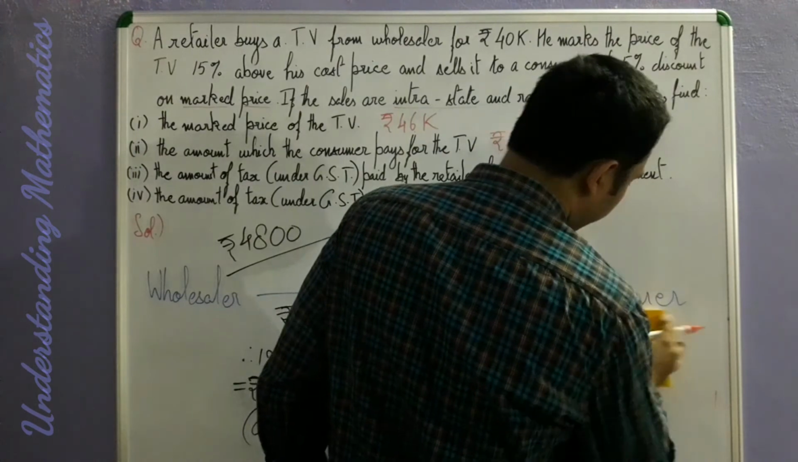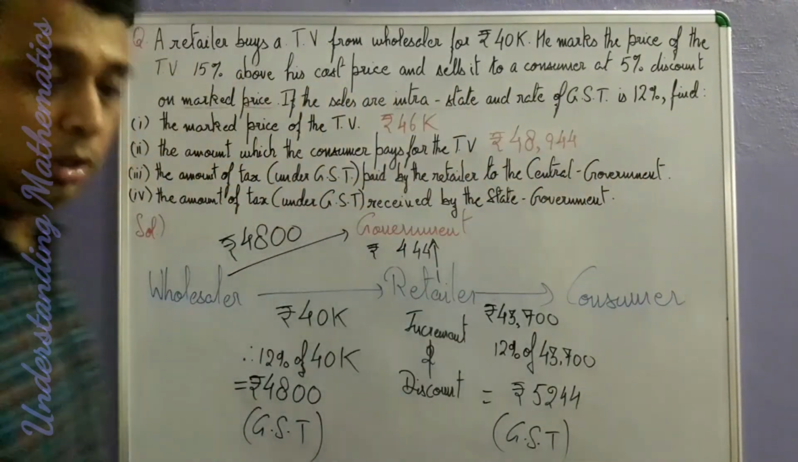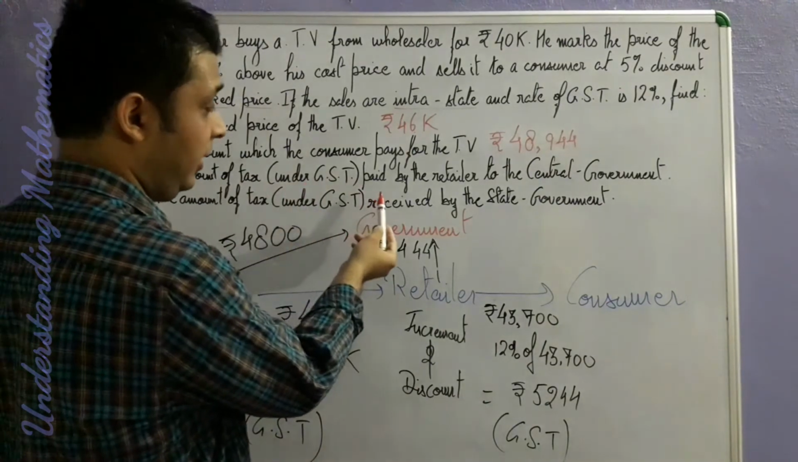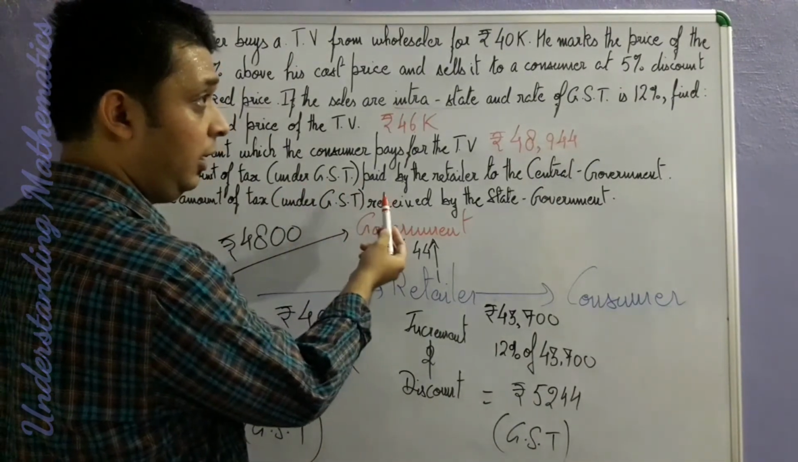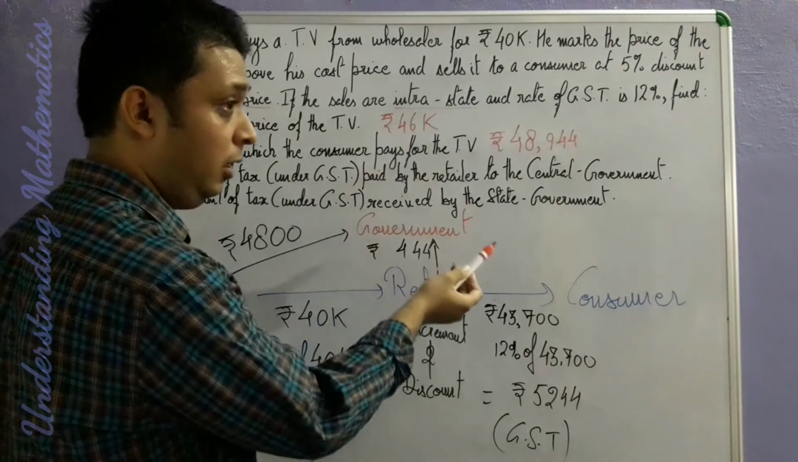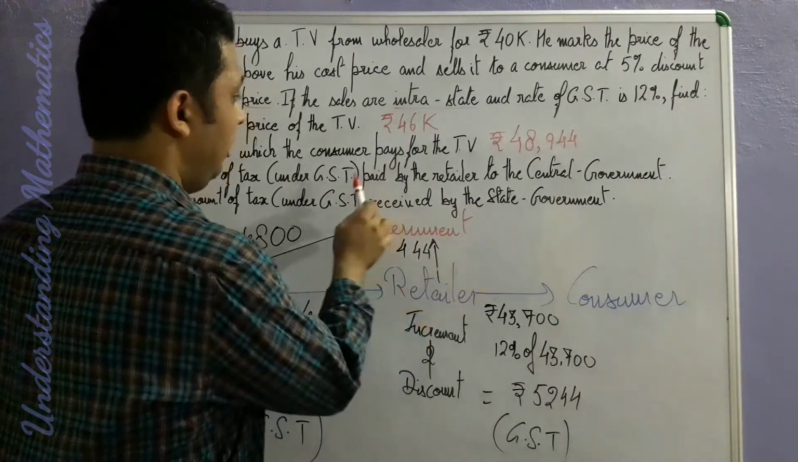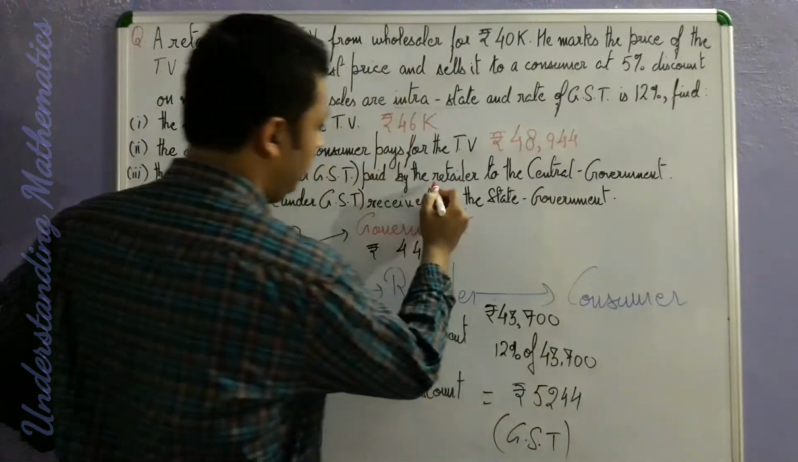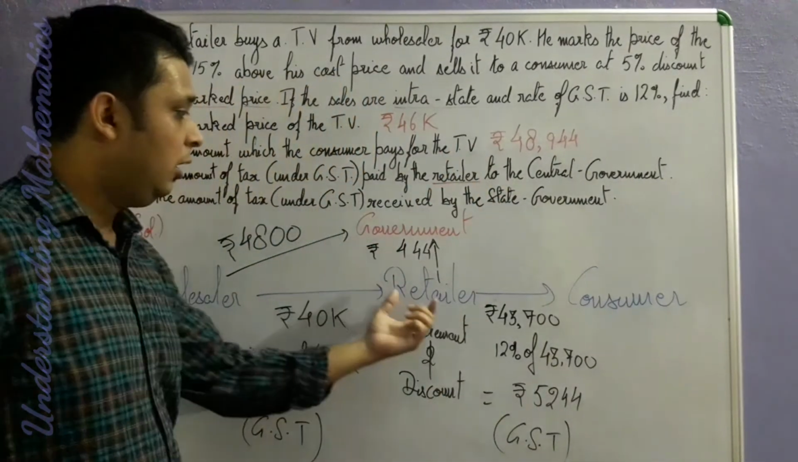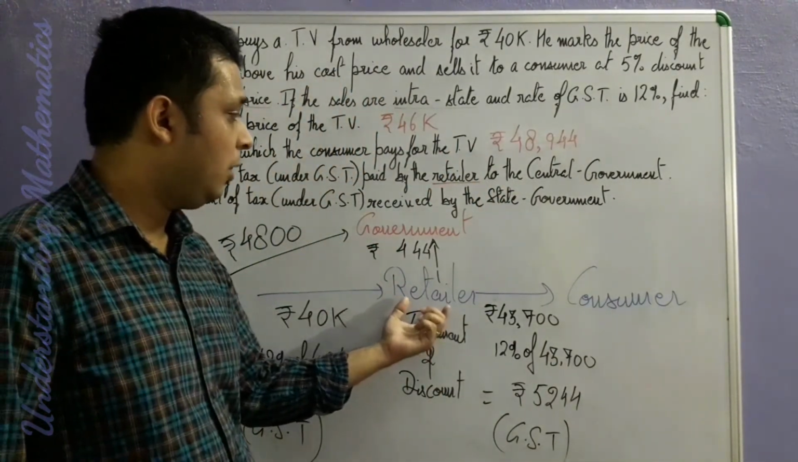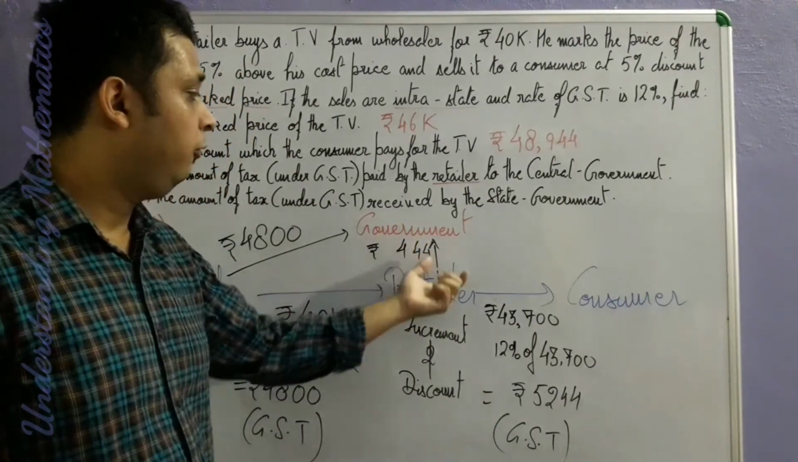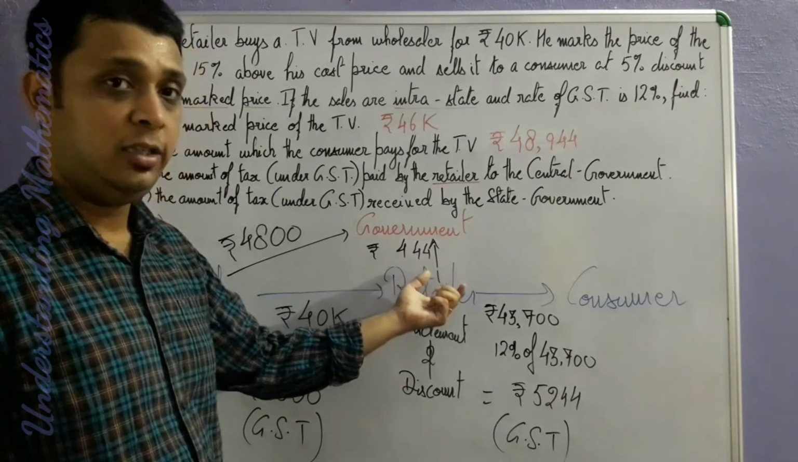So this much part of the question is understood. Now let us see what is the third part. The amount of tax under GST. Again I am telling, we are talking about the taxes under GST, not any other taxes, paid by the retailer to the central government. Now we are talking about the retailer only. So now the retailer is paying how much amount to the government as tax? He is paying 444 rupees as GST to the government.